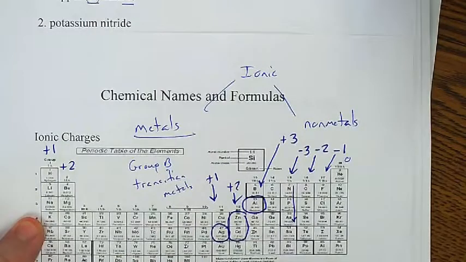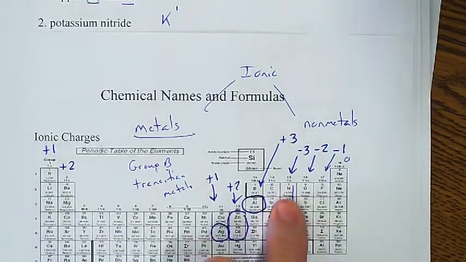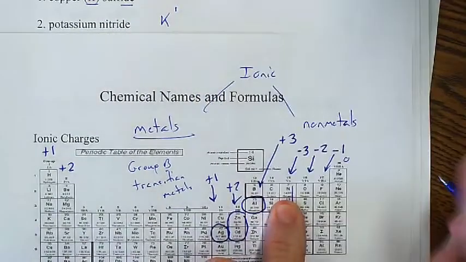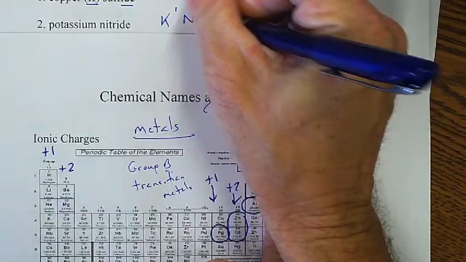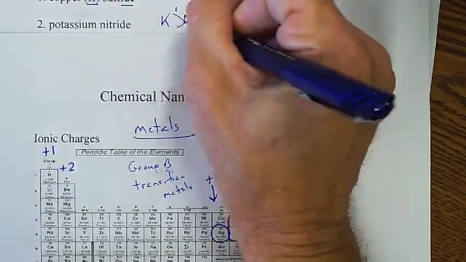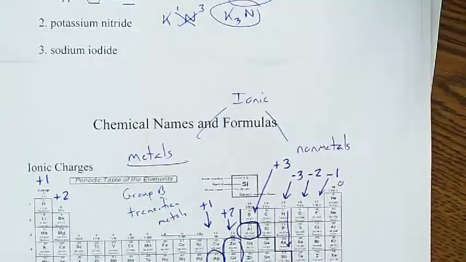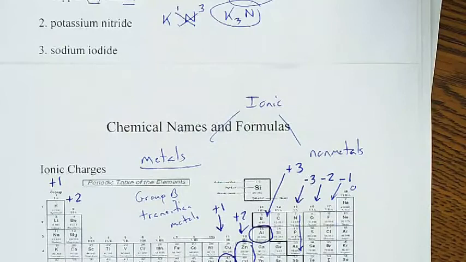All right, moving on to the next one there, potassium nitride. Find potassium there on the periodic table. Its charge is 1. Nitride means you're looking up nitrogen. That's how you change the ending to the non-metal in the compound. Its charge is 3. Again, you can't simplify those. Cross them. K3N.